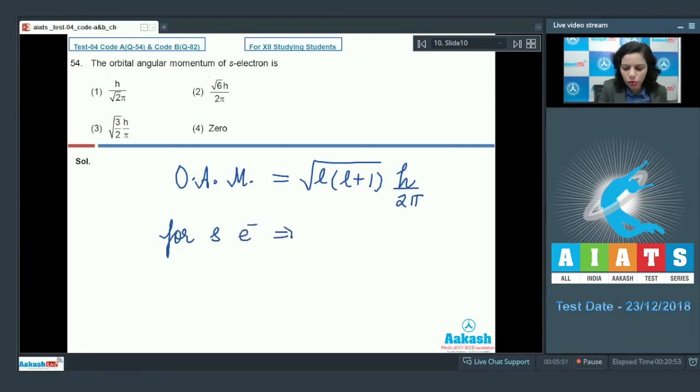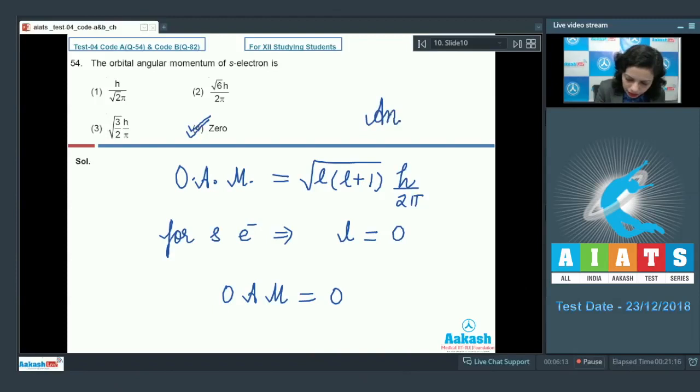if we are talking about finding this orbital angular momentum, we need the L value, and for S electron, the value of L, that is azimuthal quantum number, is 0. And definitely, if it is 0, this orbital angular momentum would also be 0. Because if you place the values here, you will find that this value is 0. And that's why option 4 is the correct option for this particular question.